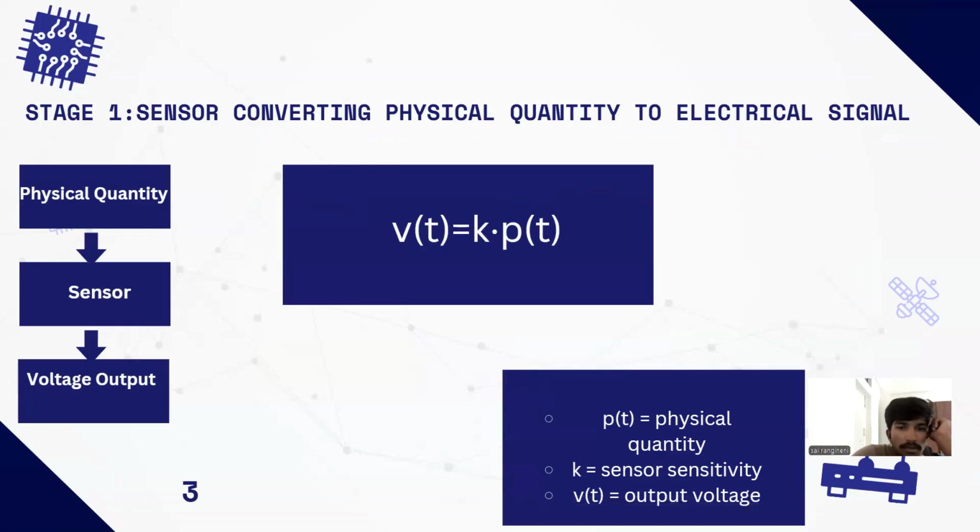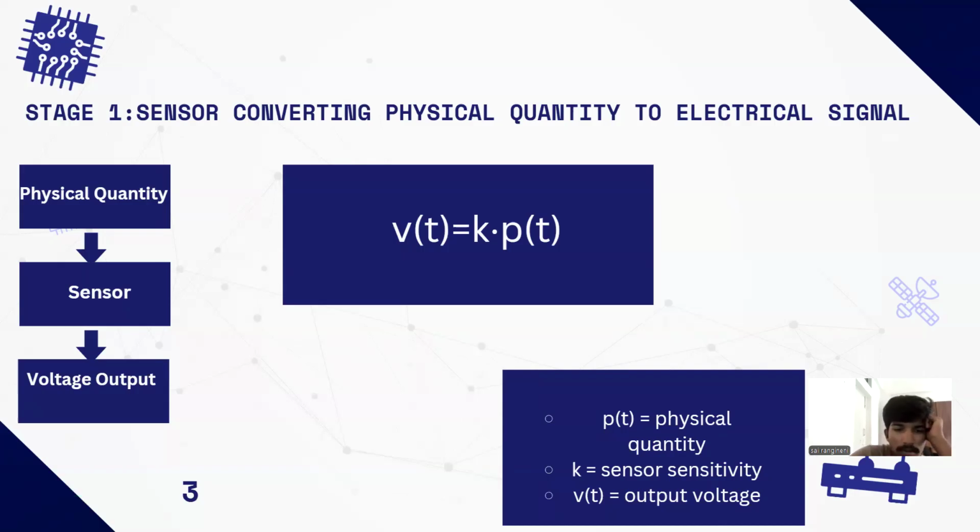Next, we are going to see stage one, the sensor mathematical model. Let us zoom into our first block, the sensor. The sensor converts a physical quantity into an electrical signal. Mathematically, we can model it as V(t) = k × P(t). Here, P(t) represents the physical quantity, k is the sensitivity of the sensor, and V(t) is the voltage output.